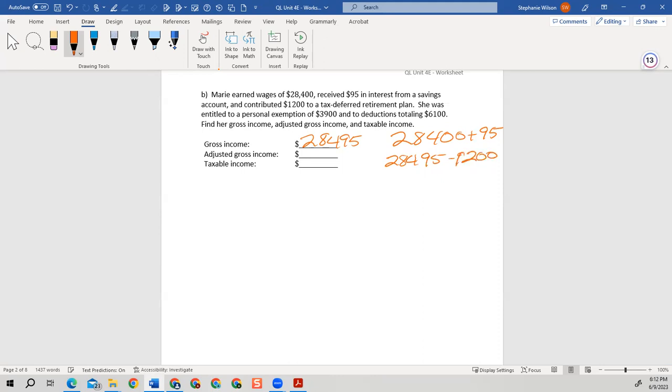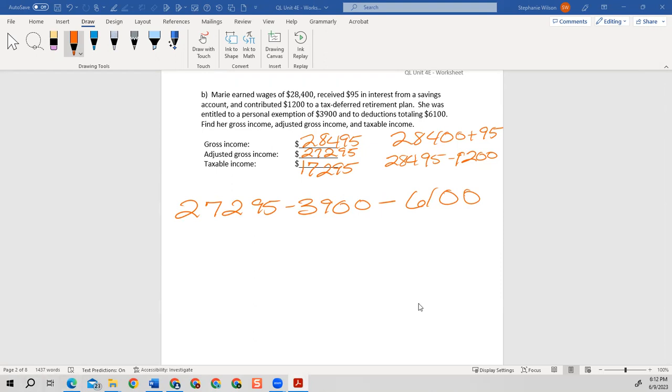The adjusted gross income, we're going to take that $28,495 and let's subtract that $1,200 that went towards retirement. And we got a new AGI of $27,295. Now the taxable income, we're going to take that $27,295, subtract that $3,900 exemption, the $6,100 deduction, and got a total taxable income of $17,295. So now let's go to our next example.